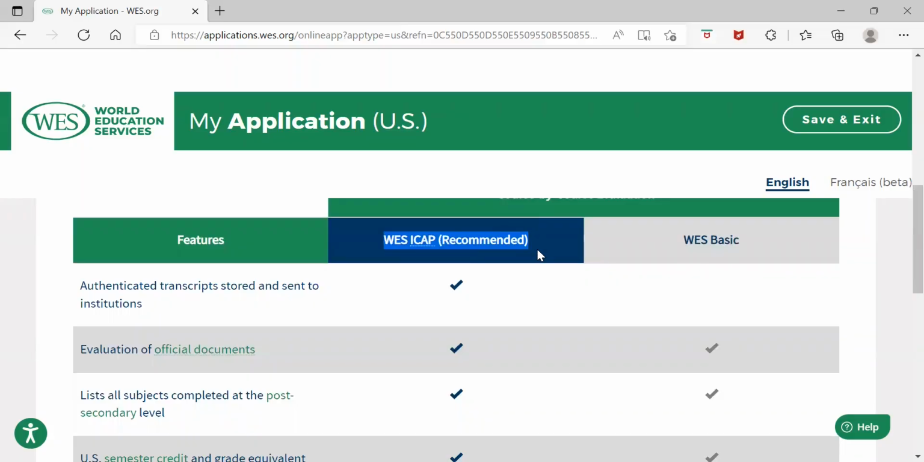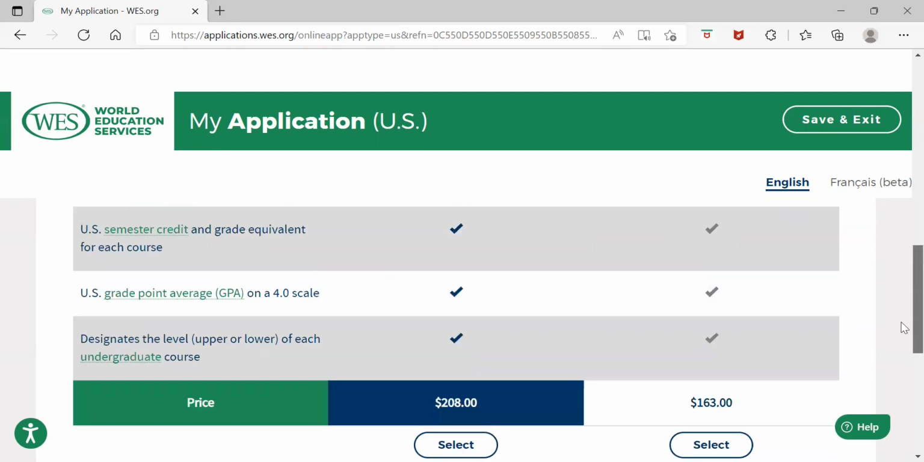And if you already started an admission and the school wants you to do WES, then you can put the school address there. So you have one copy for yourself and one copy for the school, or if you are applying to more than one school, then you can put those there. The next thing is the payment.